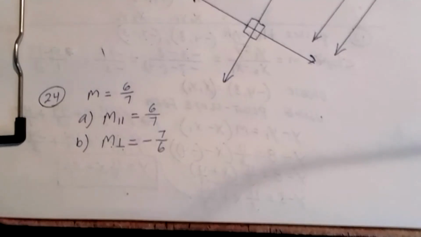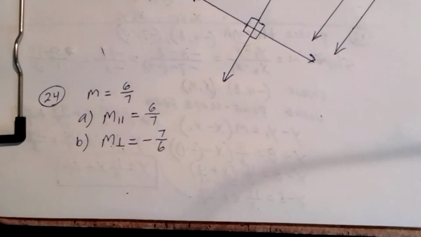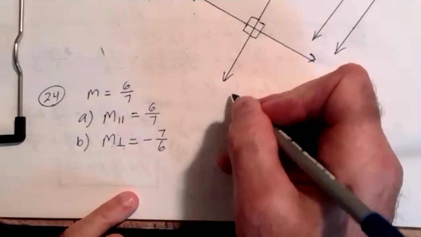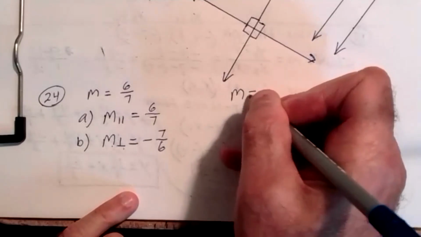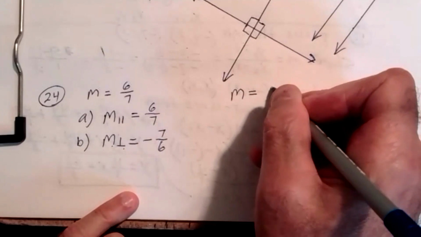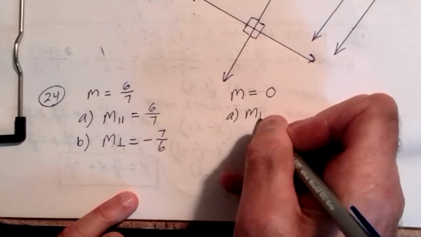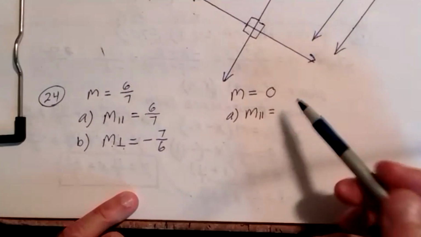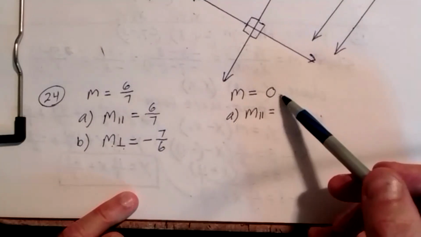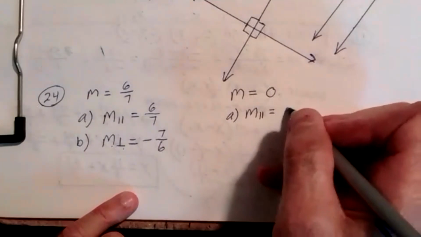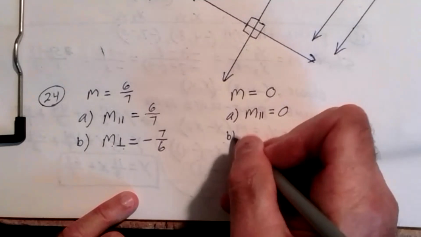All right, that one's done. That was a pretty simple problem, wasn't it? What if I make one up here? What if I say, ladies and gentlemen, the slope of my line is 0? What would have to be the slope of a parallel line if it's to be parallel to this line? 0. What would have to be the slope of a perpendicular line?